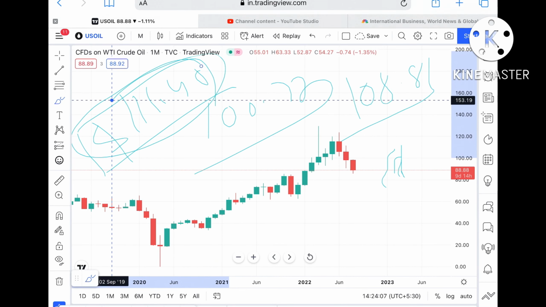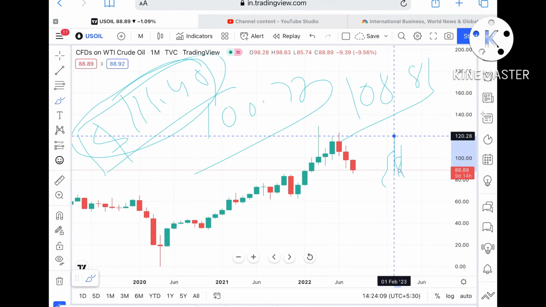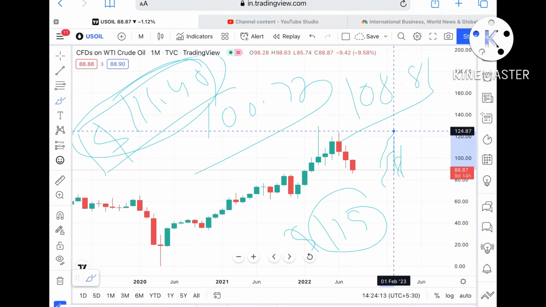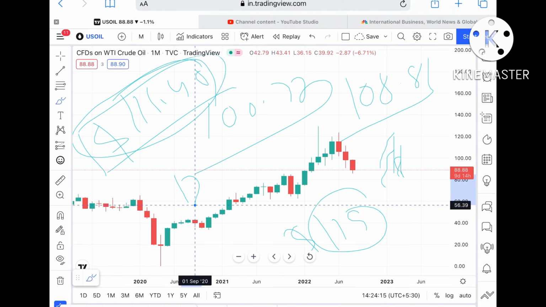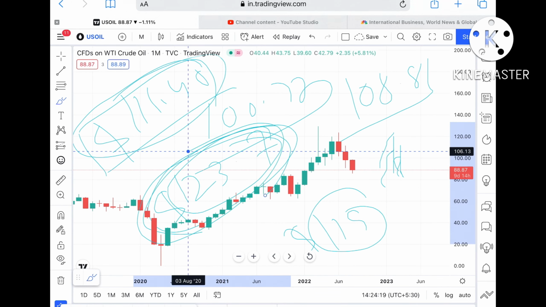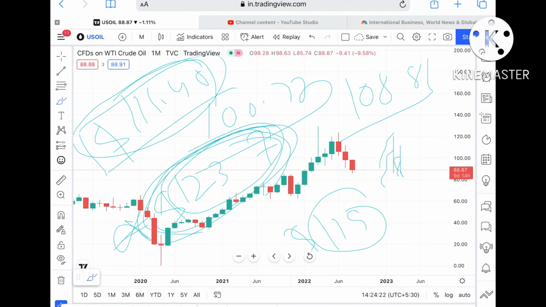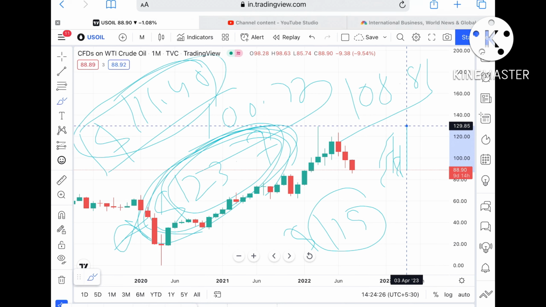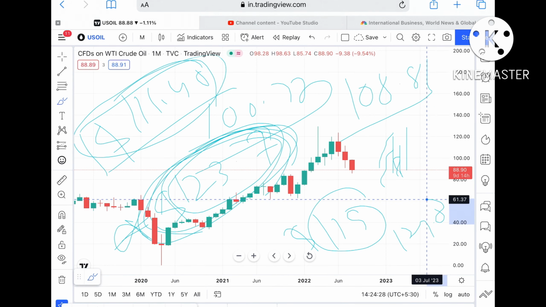If the price sustains above this level, then there is a higher probability we can see it go further upside towards a level of $119, and from there further upside towards a level of $123.7. Once the price sustains above $123.7, we can see it go further upside towards a level of 129.7.